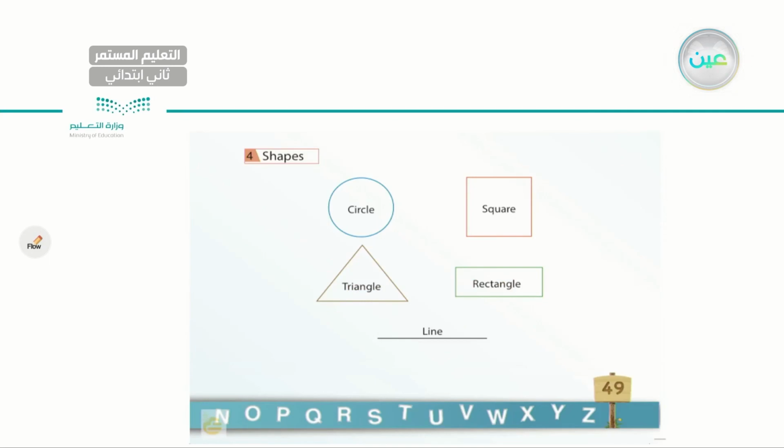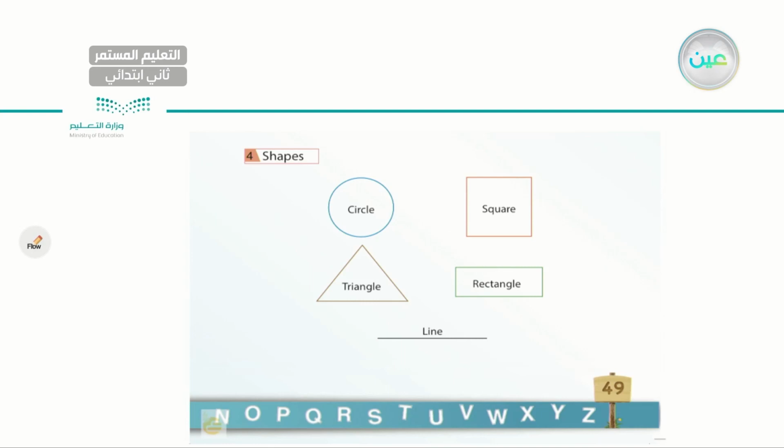These are the shapes. As you can see, I have an additional one here. Let's go ahead and read. I have a circle. Again, circle. One more time, circle. One last time, circle. Very good. Next, I have a triangle. Triangle. One more time, triangle. One last time, triangle. Very good.